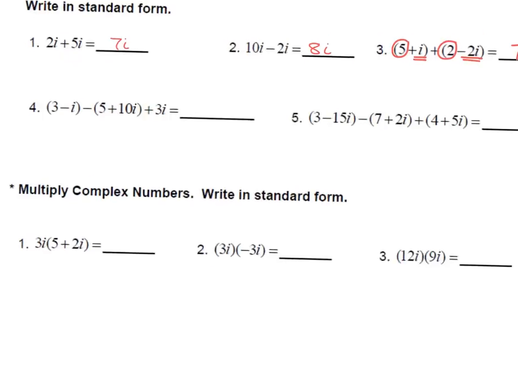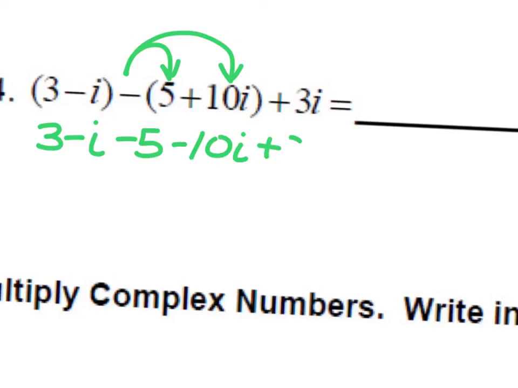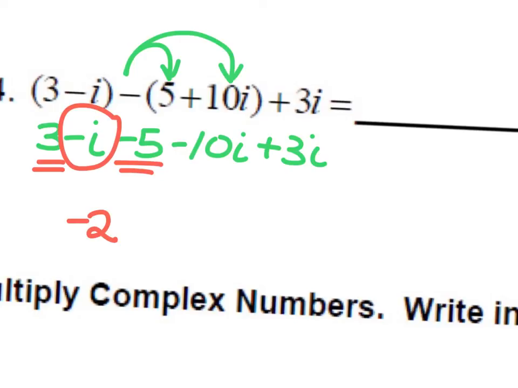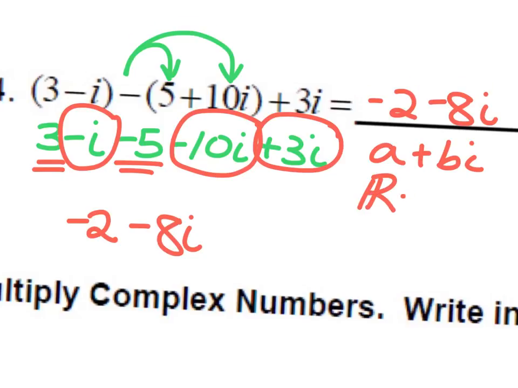Obviously, things can get more complicated, like in number 4. But just like in Algebra 1, guys, you distribute your negative. We have 3 minus i minus 5 minus 10i plus 3i, and combine all your like terms. My real numbers I can combine. 3 minus 5 is negative 2. And then I can combine negative i minus 10i, that's negative 11i, plus 3i is negative 8i. Remember to write your final answer in this form where it's a plus bi, so that your real part comes first and your imaginary part comes second.